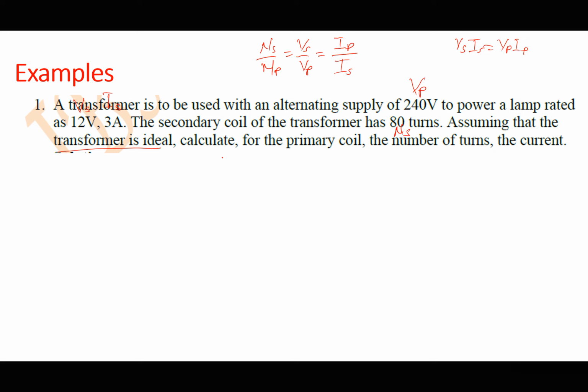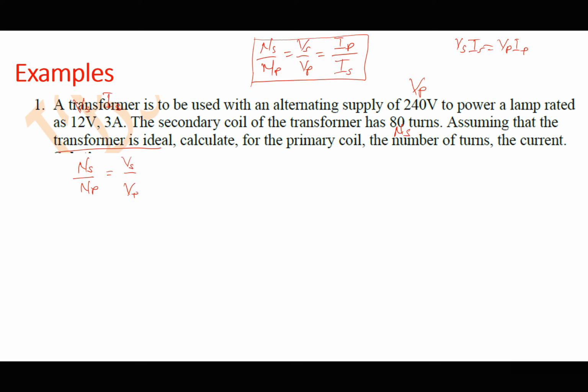So assume that the transformer is ideal. Calculate for the primary coil the number of turns and the current. Every time we use this equation, we must be assuming that the transformer is ideal. To start with the number of turns, the number of turns in the secondary over the number of turns in the primary is equal to the voltage in the secondary over the voltage in the primary.